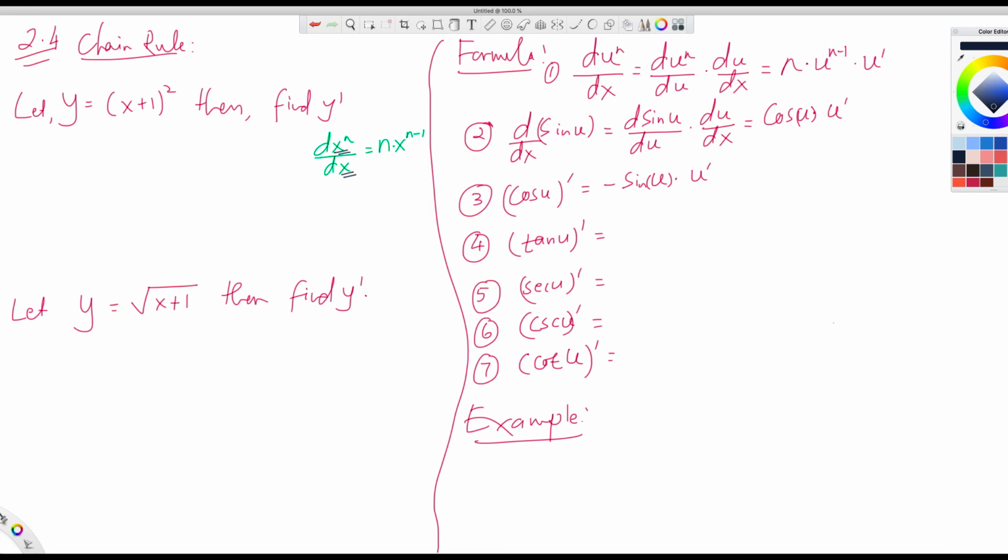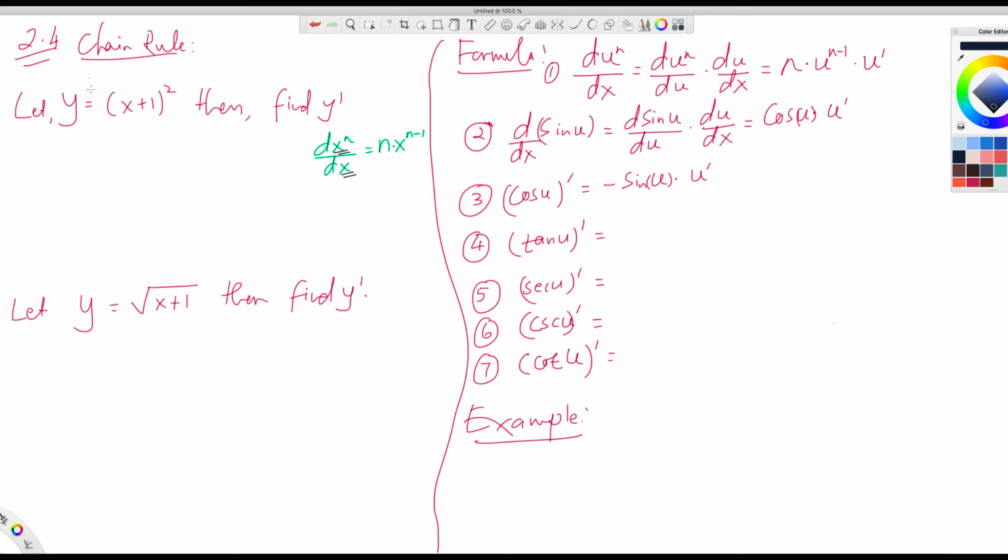Hello, so in this video I'm going to discuss section 2.4 from the book, which is the chain rule. So far we saw the power rule, the derivative of the sum and difference of a function, the product rule, the quotient rule, so many rules. They are able to do so many problems involving the derivative of a function. But there are some more functions that we don't know how to find the derivative of.